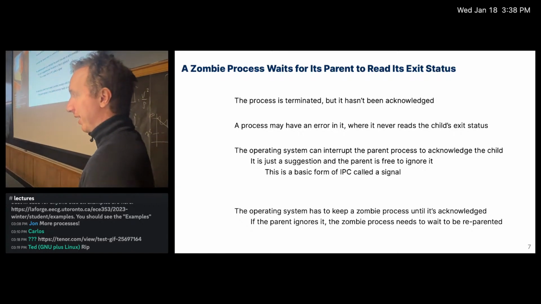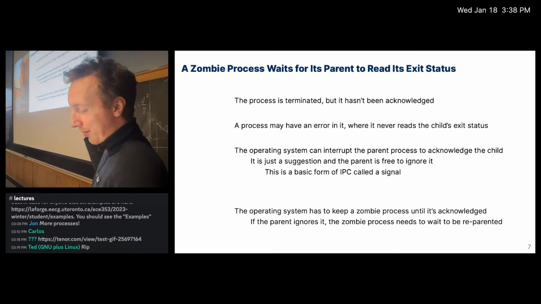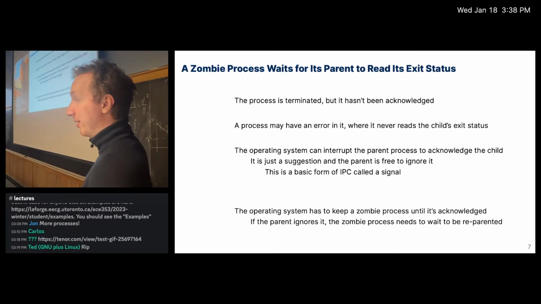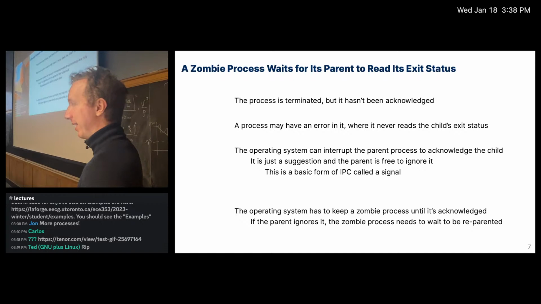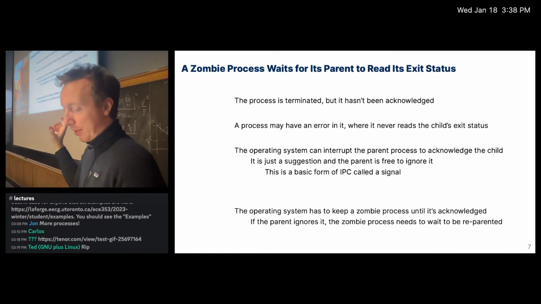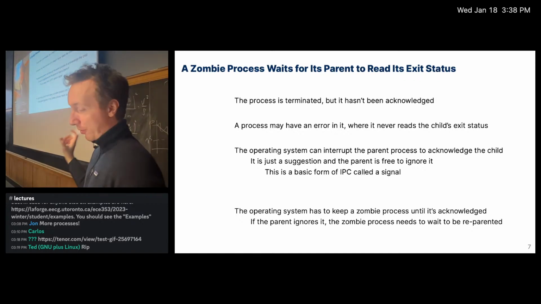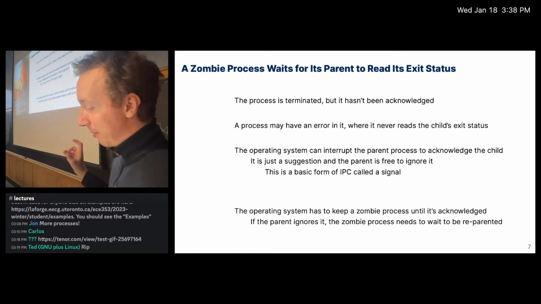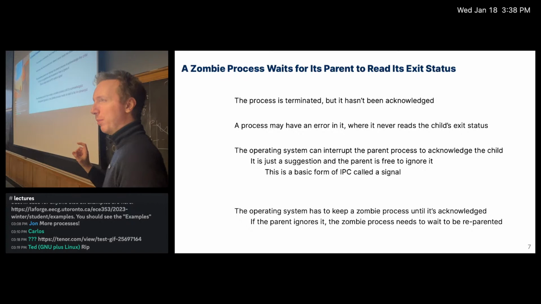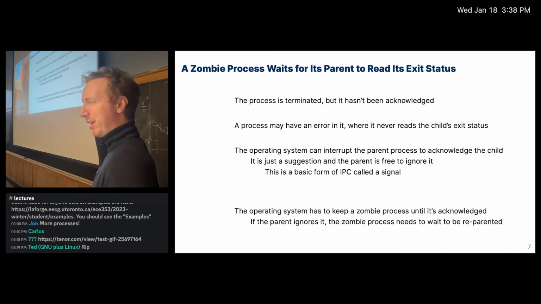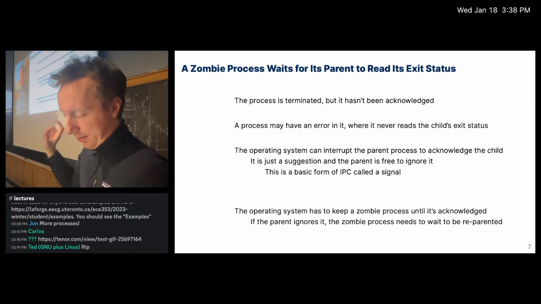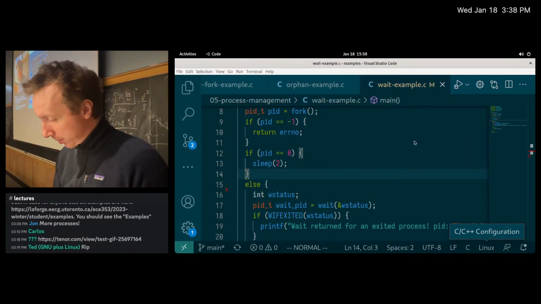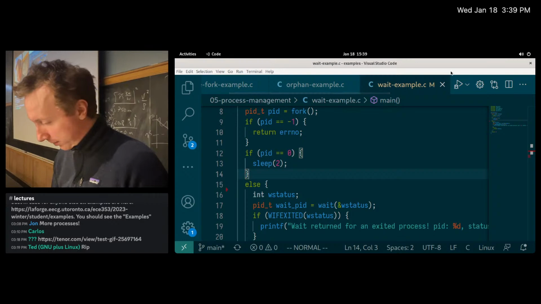So in this zombie scenario, the operating system has to keep that zombie process until it's acknowledged, like something has to read its exit status at the very minimum. If the parent ignores it, well, that's the zombie process, and it needs to be reparented, and we'll see what that means in a second. But first, let's see what a zombie process looks like.